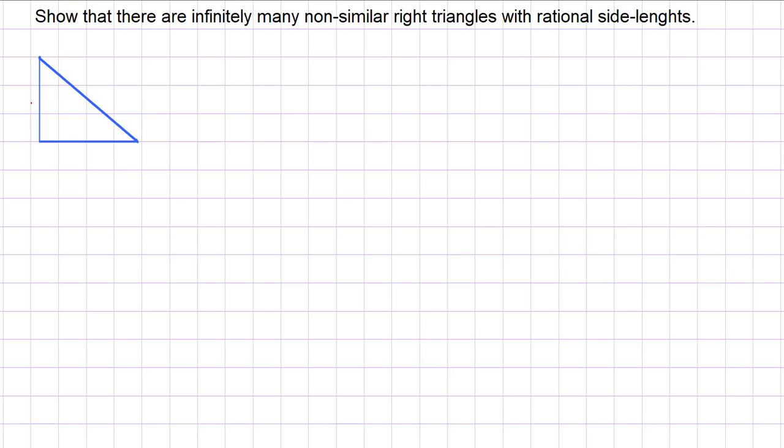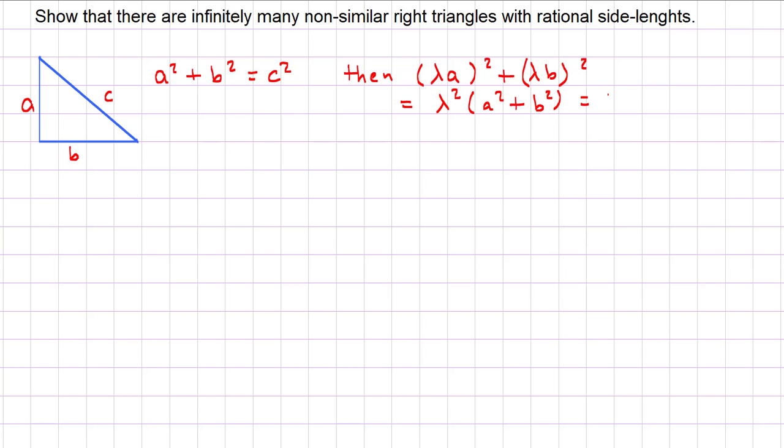Okay. We know that A, B, and C are sides of right triangles if and only if A squared plus B squared equals C squared. Furthermore, we can multiply A, B, and C by some constant and still obtain a new right triangle. Unfortunately, they are all similar triangles, but nevertheless a useful fact to know.